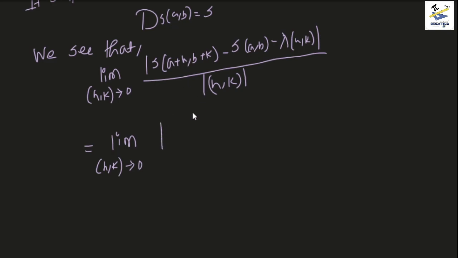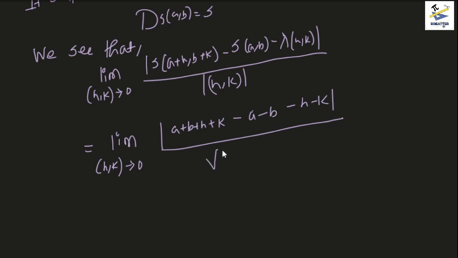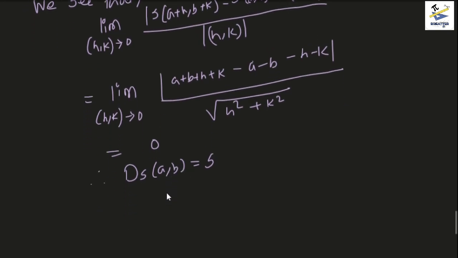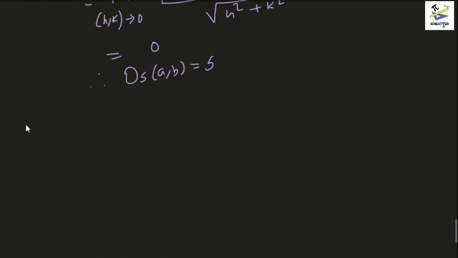Well, s of a plus h comma b plus k is basically equal to, since s of x comma y is defined like that, a plus b plus h plus k, minus a minus b, and lambda of h comma k, since we want the derivative to be itself, is basically minus h minus k, divided by root over h squared plus k squared. But this is equal to 0 since the numerator is 0, and therefore it is proved that ds of a comma b is simply s. We can find another one, which is as follows.